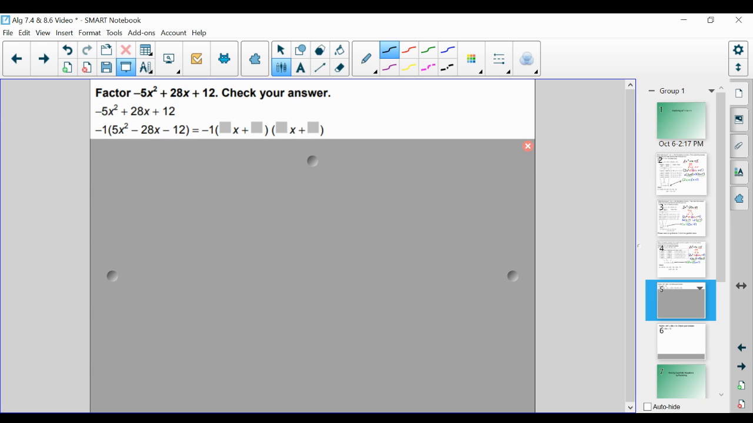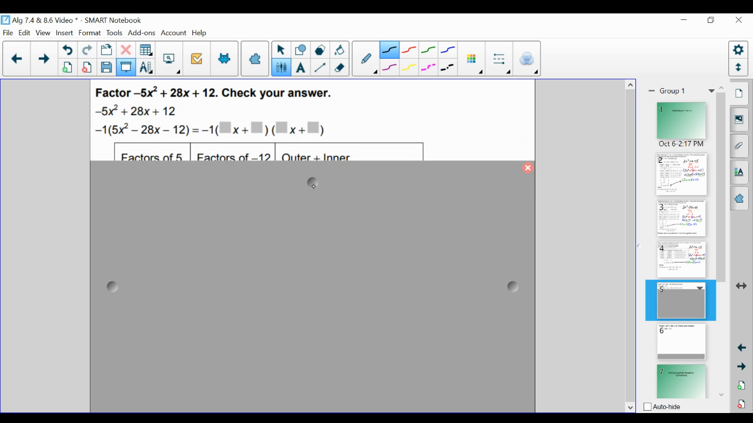We like to keep that a positive. So in order to keep that a positive, we're going to divide out by negative 1. But we don't have anything equal to, so it has to be factored out as negative 1 times 5x squared minus 28x minus 12. We can't divide everything by negative 1 because we don't have an equal sign. So we still have to include that value of negative 1 on the outside of our quadratic.